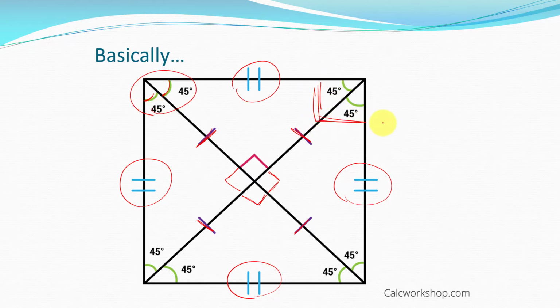All the angles equal 90 degrees. That's from rectangle. And that's about all I see. Okay, so a square does it all. It has every property.